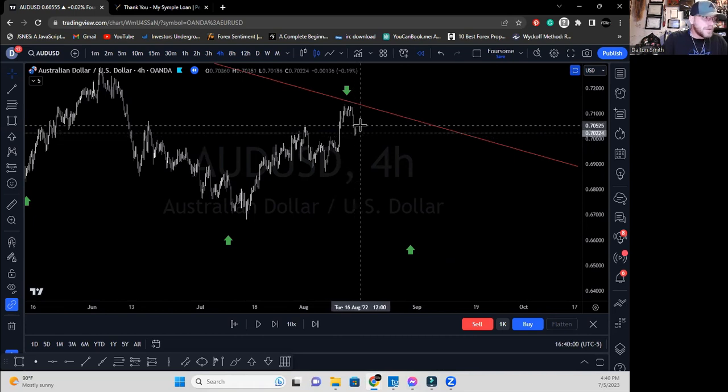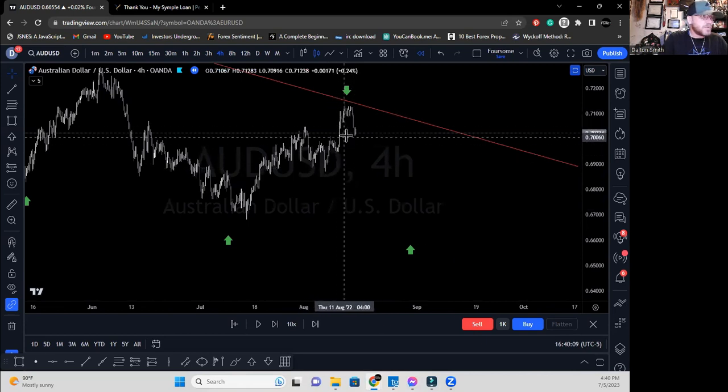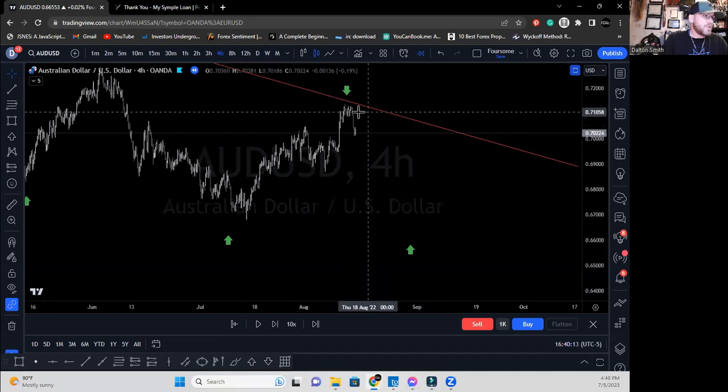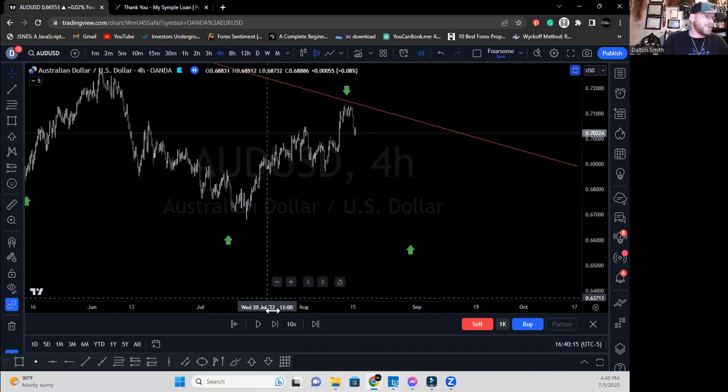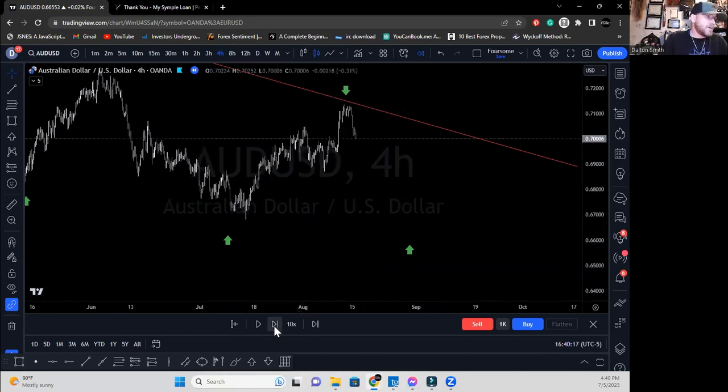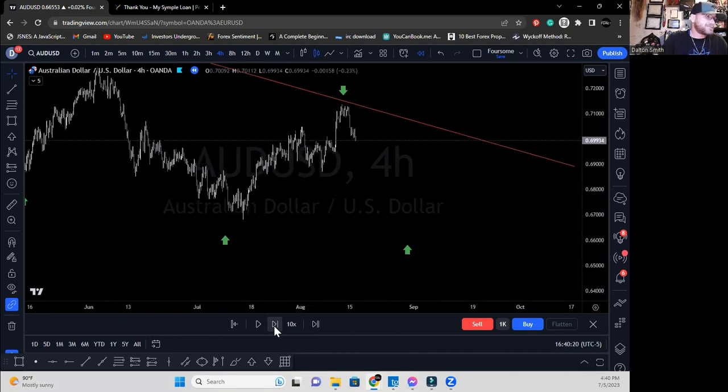So what do we need this to do? We need it to make a lower high and get off of this uptrend, right? This is an uptrend. We're looking for a break of structure. We're looking for this low to be broken. We're looking for this high to not be broken. So let's roll camera and see what happens.